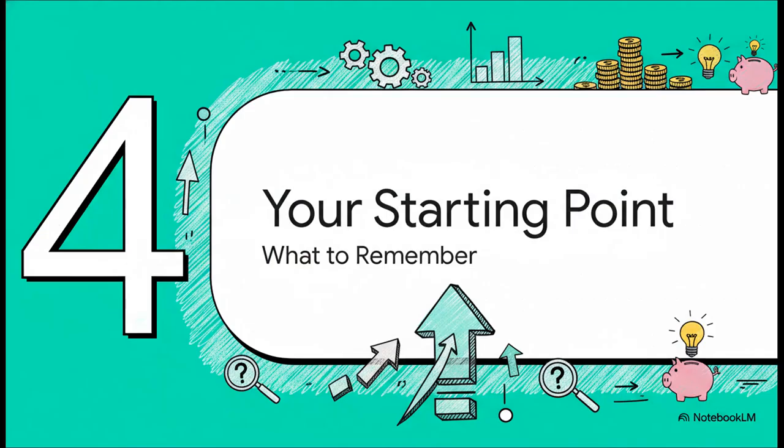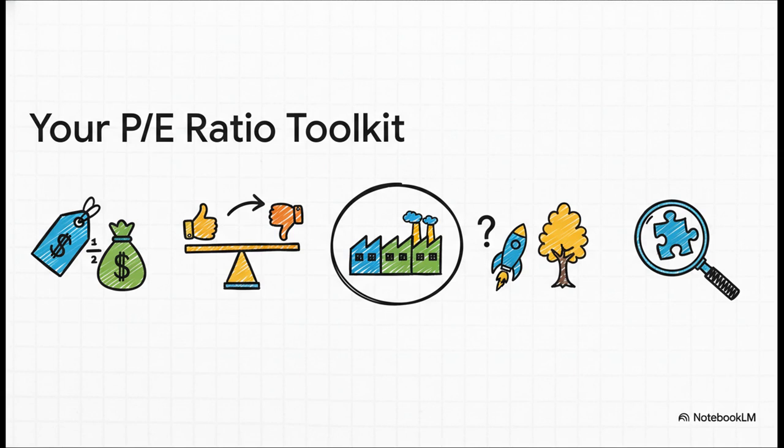Okay, let's bring it all home. Here are the key things you need to remember so you can start using the PE ratio as a smart starting point for your own research. All right, let's recap your new PE ratio toolkit. First up, the formula, price divided by earnings. It's how much you pay for $1 of profit. Second, remember that high or low isn't simply good or bad. It's all about what people expect for the future.